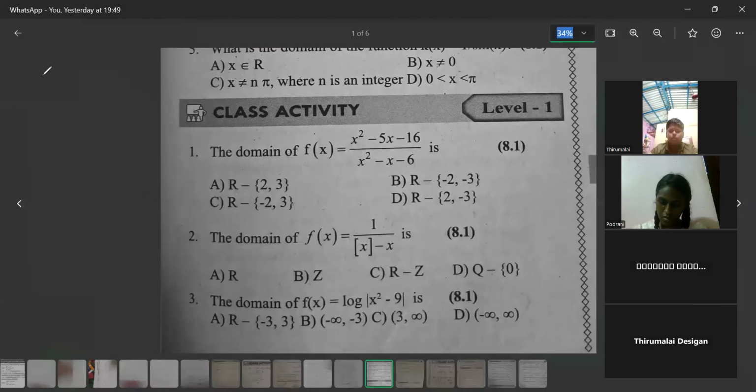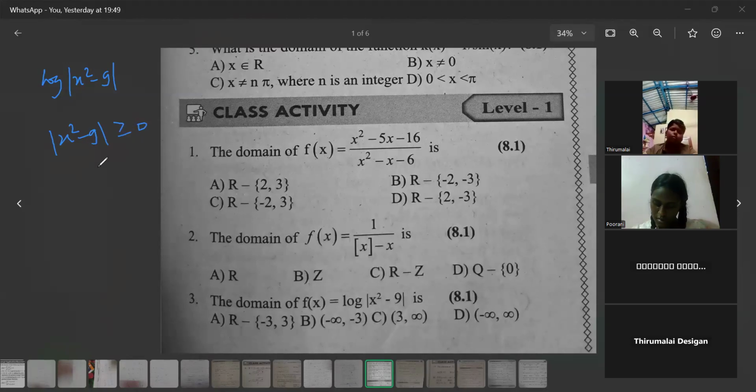Option A. So here, log mod x square minus 9. First of all, this is the argument of log. So this argument of log should be greater than or equal to 0, right? So this modulus should be greater than, no, not equal to, sorry, only greater than 0. Argument should be a positive real number, right?